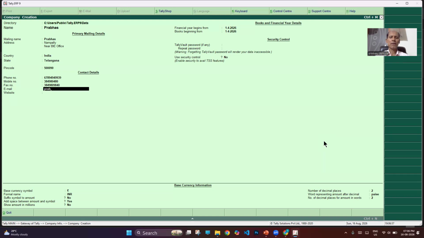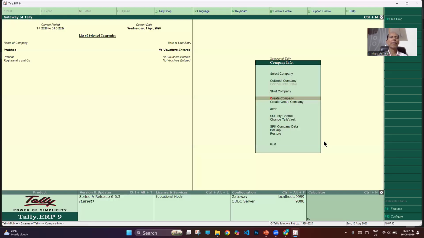Prabhas@gmail.com. Enter. And website, www.prabhas.india or .com. Enter, enter, enter, enter. This is rupee. Yes, accept. See here, we have created the Prabhas company.